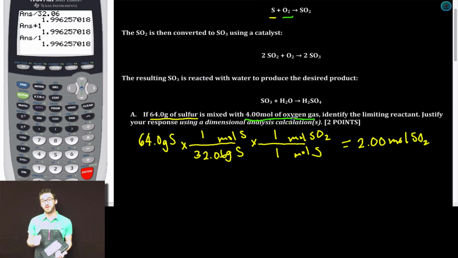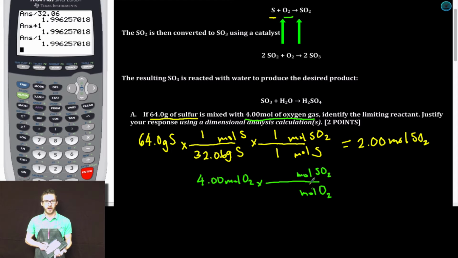Now let's think about how many moles of SO2 we could potentially make if we had 4 moles of oxygen gas. When I set up my dimensional analysis, notice that this time it's going to take one less step, because I'm already provided the number of moles of oxygen. My relationship between moles SO2 and moles O2 comes from my balanced chemical equation, again 1-to-1. I don't even need a calculator for this one. If I have 4 moles of O2 and it all gets used up, I could potentially make 4.00 moles SO2.